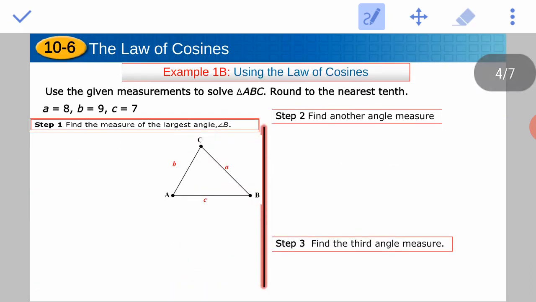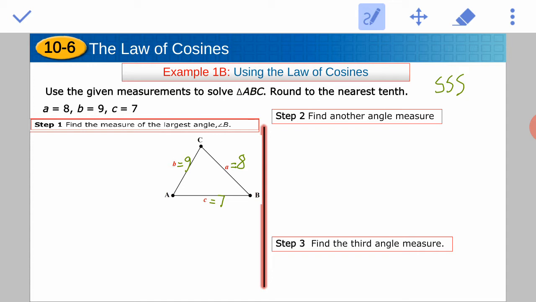Another example. This time we are given the information SSS. We are given the three sides. Side A is equal to 8, side B is equal to 9, and side C is equal to 7. We are given the three sides, so definitely guys, this is SSS.